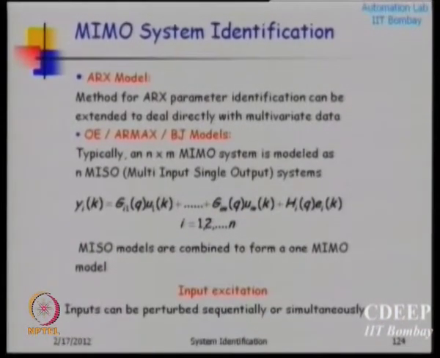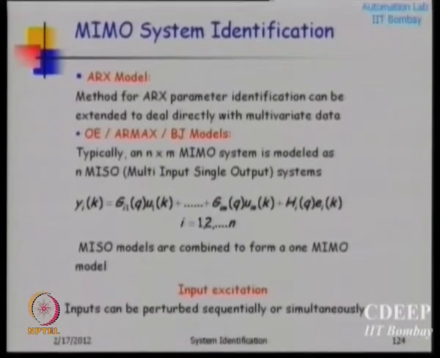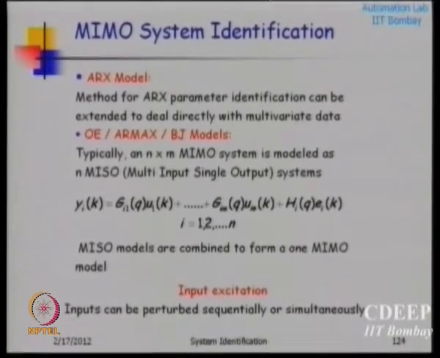So as I mentioned, for multiple input, multiple output systems, ARX models can be very easily adapted. The ARX modeling scheme can be changed for multiple input, multiple output systems. Trouble with ARX is the large number of parameters. The other possibility is output error, ARMAX, Box Jenkins models; typically they are developed as multiple input, single output models. So if you have a system which has two inputs and two outputs, you develop two models, one for output 1 and 2 inputs, and one for output 2 and 2 inputs, and then you club them together. I am going to talk about how to club them together today.